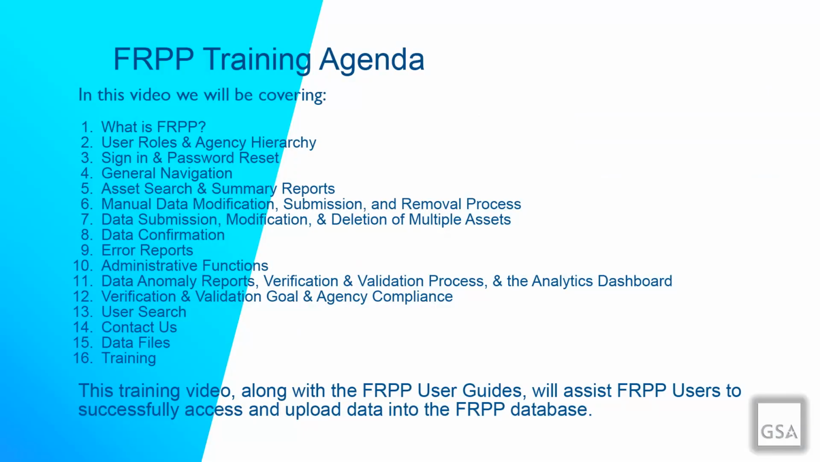In this video, we will be covering what is FRPP, user roles and agency hierarchy, how to sign in and reset your password, general navigation, asset search and summary reports, manual data modification, submission, and removal process, data submission, modification, and deletion of multiple assets, data confirmation, error reports, administrative functions, data anomaly reports, verification and validation process, and the analytics dashboard, verification and validation goal and agency compliance, user search, contact us, data files, and training.